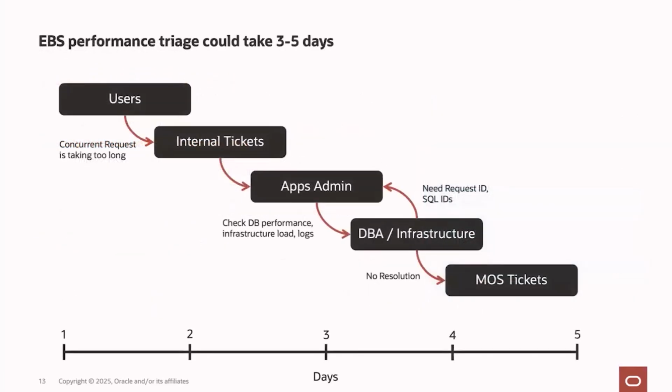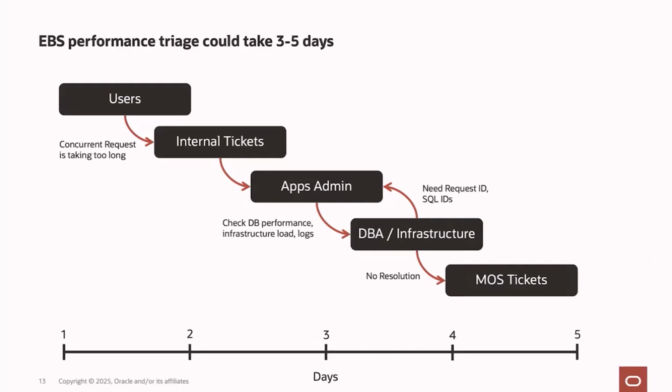So I wanted to walk you through what a typical EBS performance triage looks like, and some of the EBS folks may be familiar with this. For example, when a user is experiencing issues such as concurrent requests taking too long, that's sent to internal tickets, which the applications admin then works with the DBA and infrastructure team to figure out what the issue might be and provide additional context such as the request IDs, SQL IDs, and all of that.